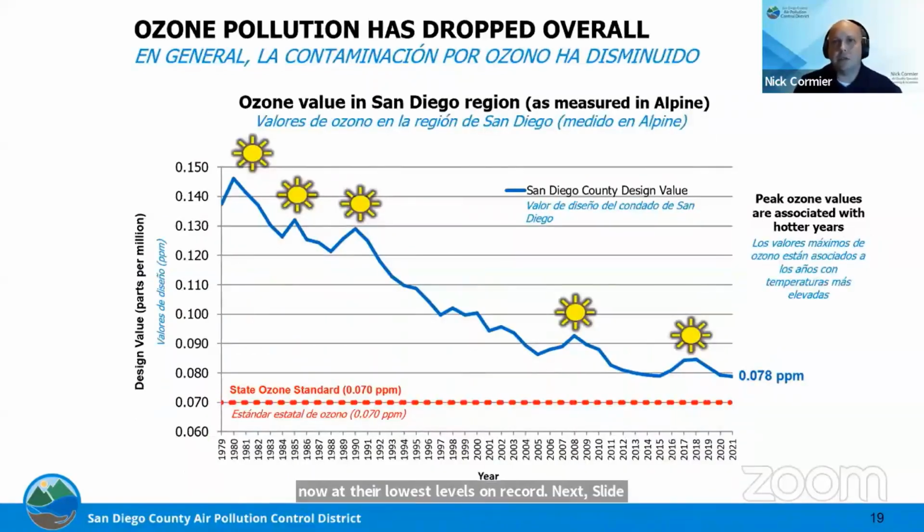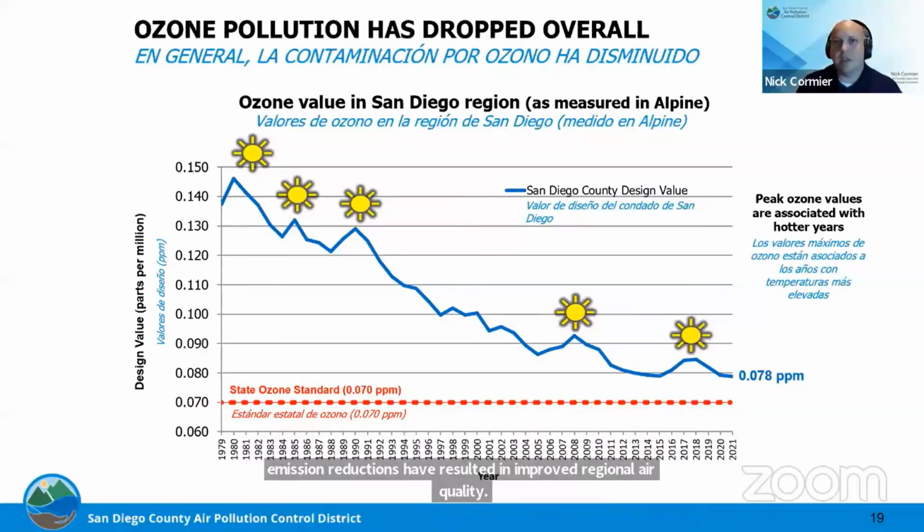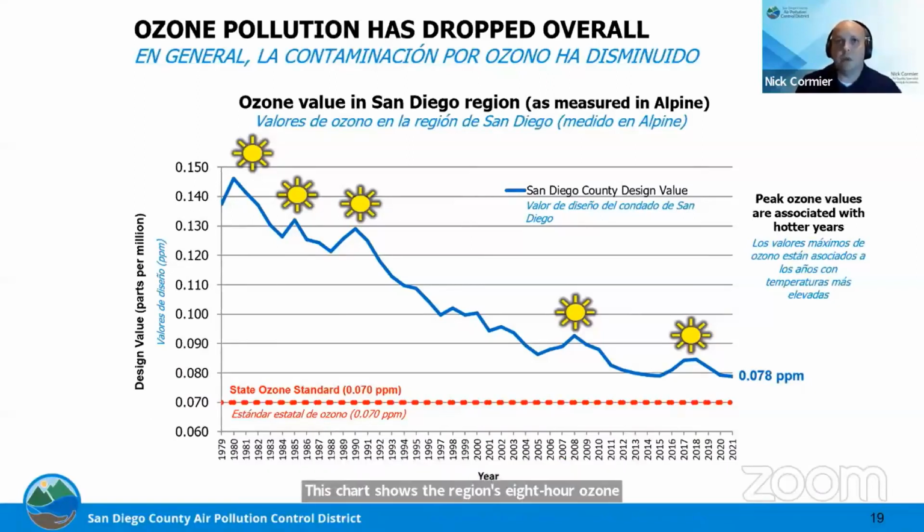These emission reductions have resulted in improved regional air quality. This chart shows the region's 8-hour ozone level as measured at the Alpine Monitoring Station, where ozone levels have trended downward. There is year-to-year variability caused by hotter weather. However, these upticks only reflect a flattening of progress as opposed to a significant change in the wrong direction.